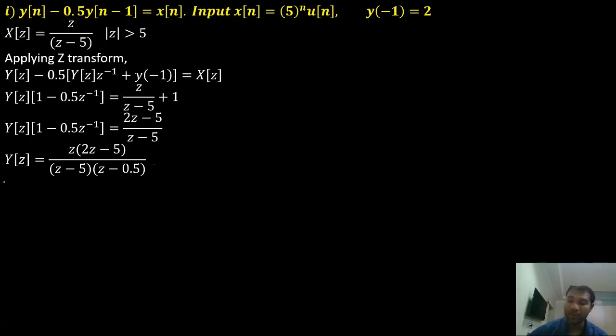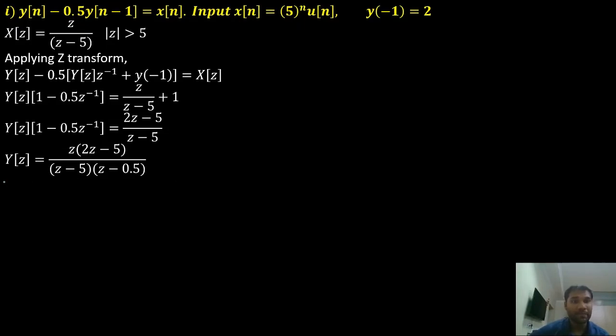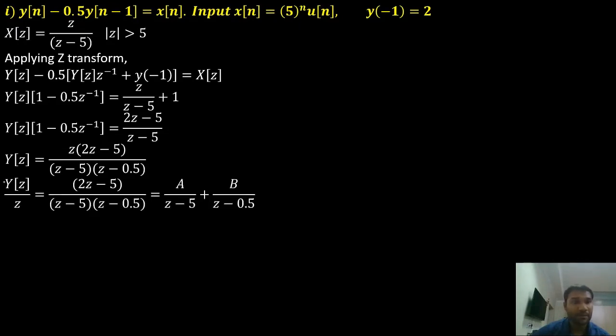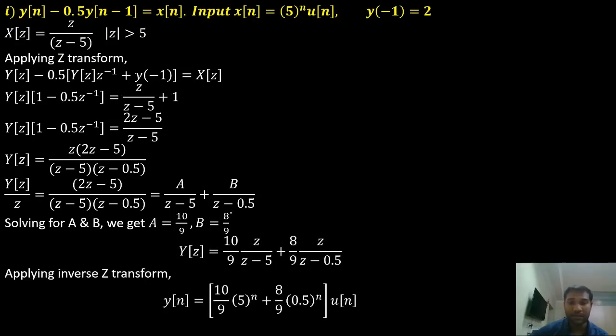Now I have to apply the inverse z transform to Y of z. So what I will do here is consider Y of z divided by z, and apply partial fractions. The same procedure which we followed for partial fractions while discussing the inverse z transform, we'll do here, and we will finally find the inverse z transform.